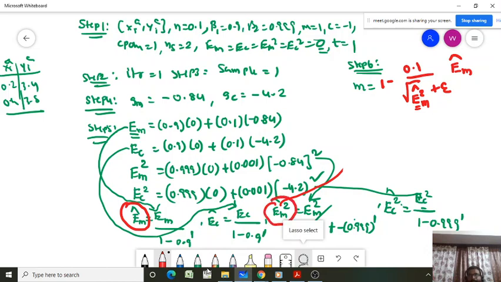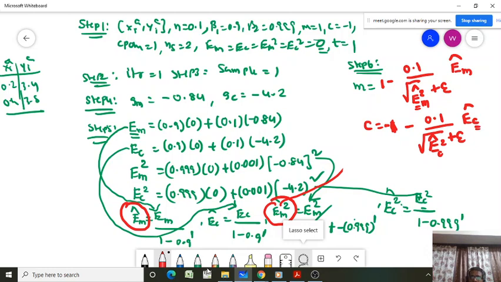Similarly, update c equal to c minus, that is c is -1, so -1 minus 0.1 divided by square root of Ec2 hat plus epsilon into Ec hat.